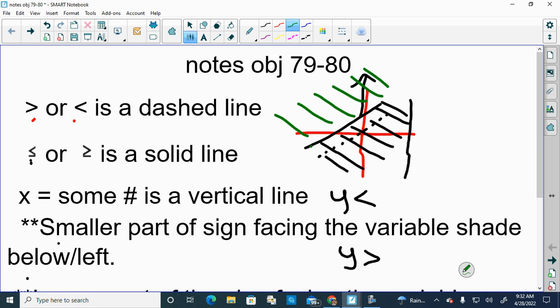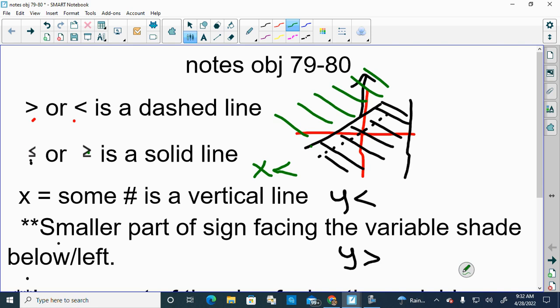Now, the left and right thing. This has to do with when it's a vertical line, okay? So if it was just an x is less than, okay? So think of your x line. As you go this direction, the numbers get smaller, right? Because that's the negative direction. And then as you go to the right, the numbers get bigger.